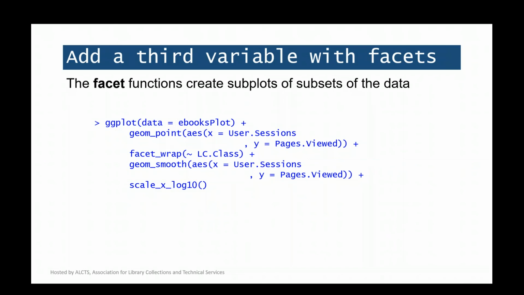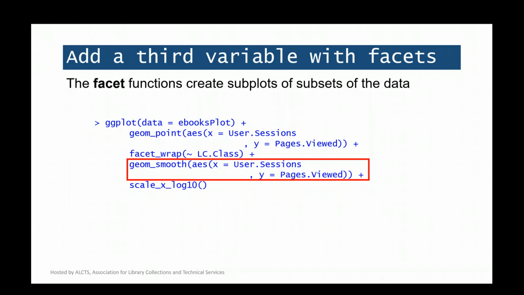We have two different geoms here. We have a geom point and we have a geom smooth. And it's a bivariate visualization. What we're doing is looking at the correlation between user sessions and pages viewed. So we would expect that the more user sessions an item had, the more pages viewed. So we're visualizing that using a scatter plot with geom point, but we're also adding another geom. You can add multiple geoms to a single visualization.